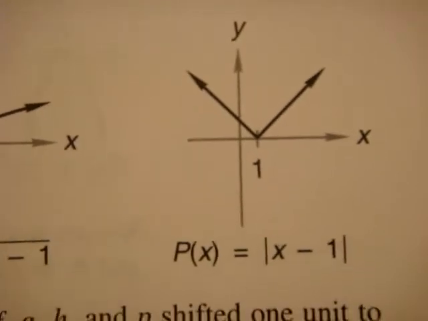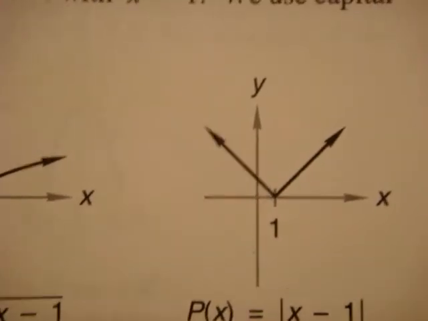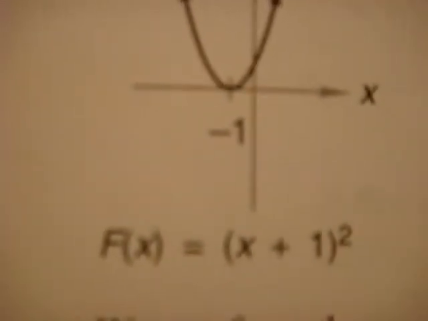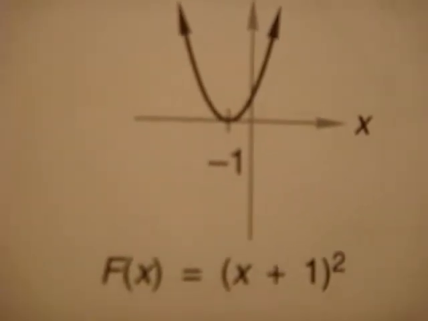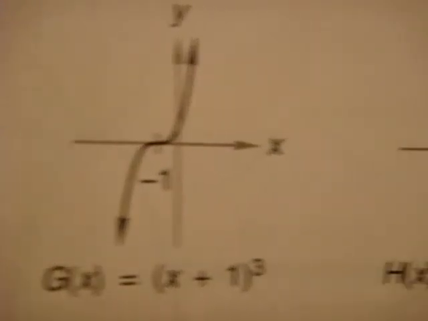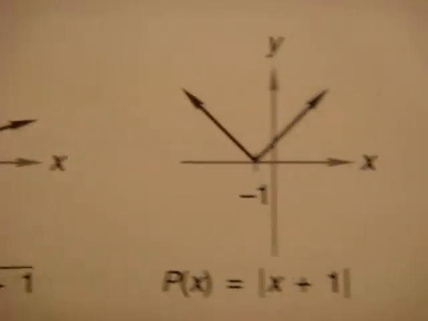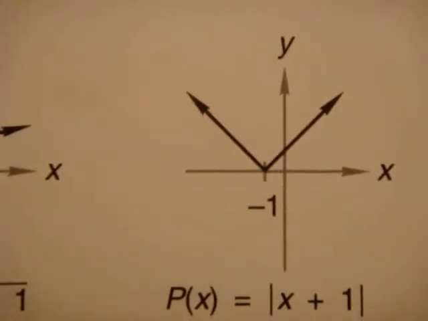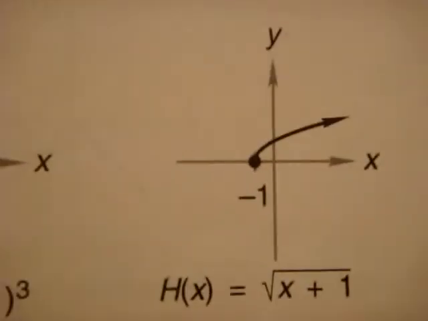And here is our absolute value. We subtracted it inside the absolute value, so it moves to the right one. And they're just going to show us some examples of moving it to the left. If it's a plus 1, you would move it to the left one. Here's the next one, plus 1, we move it to the left one. Plus 1, we moved it to the left. And plus 1, we moved it to the left. So it's either in parentheses or it's in the absolute value or square roots.